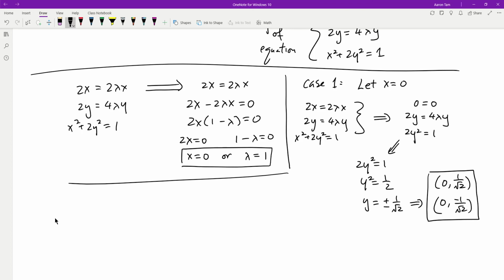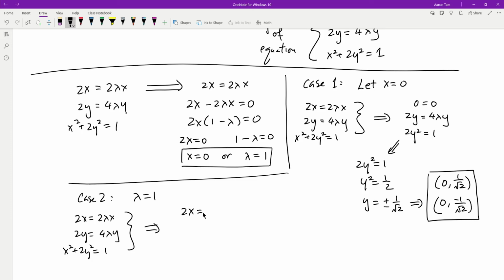However, in some cases, you might need to find lambda in order to find the point that you need, as in case 2 here, where we know that lambda equals 1. So once again, I'm going to take my equations and plug in lambda equals 1 to see what happens. So my first equation becomes 2x equals 2x. That is called a trivial equation because it's basically saying something equal to itself. My second equation becomes 2y equals 4y. And my last equation becomes x squared plus 2y squared equals 1. It didn't change.